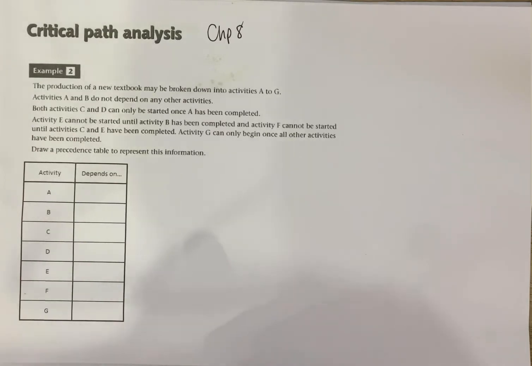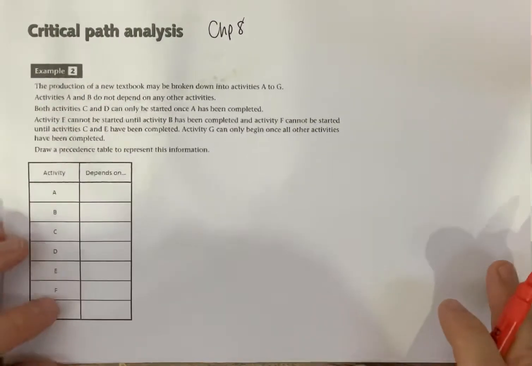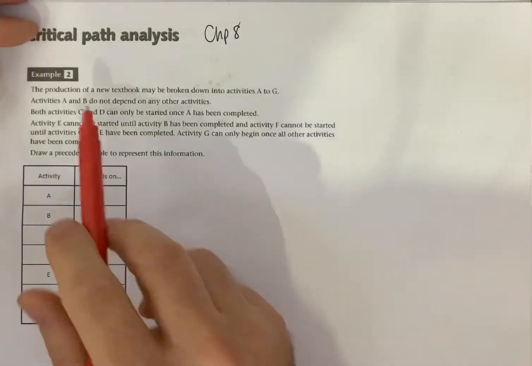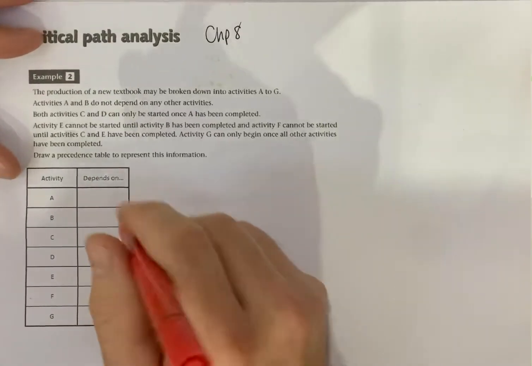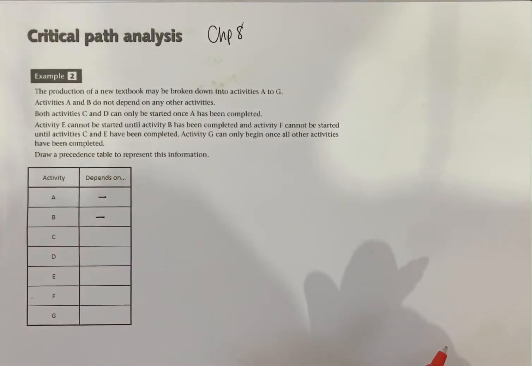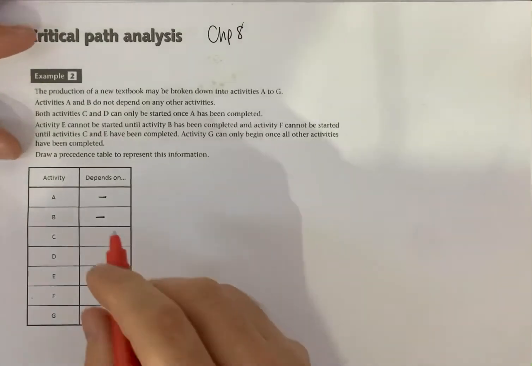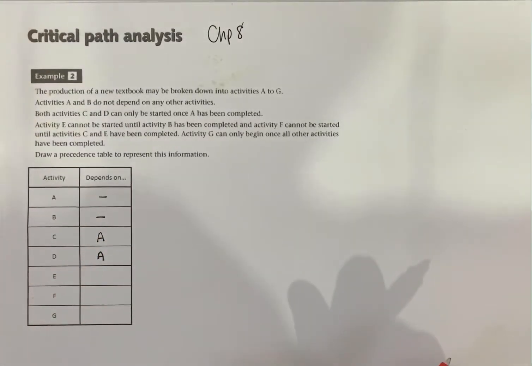So it's an example of what a precedence table actually looks like. So it says activities A and B do not depend on other activities. So you could get your first two workers to get cracking on those two. Just put a dash on those because they don't depend on anything else. Both activities C and D can only be started once activity A has been completed. So both C and D depend on activity A.